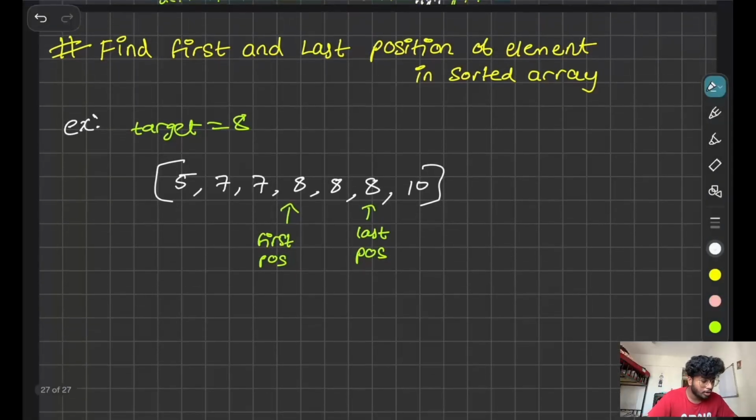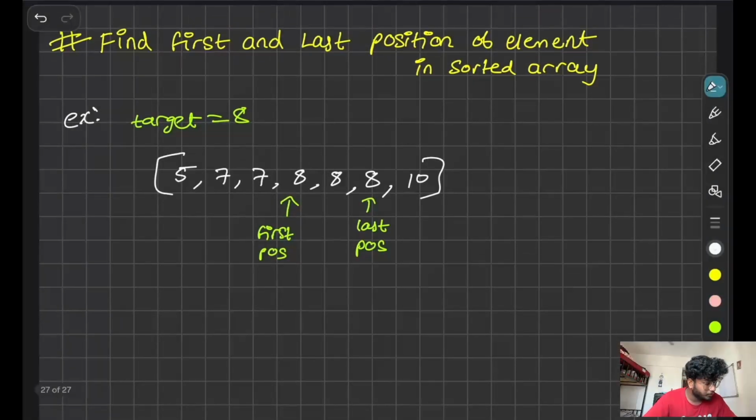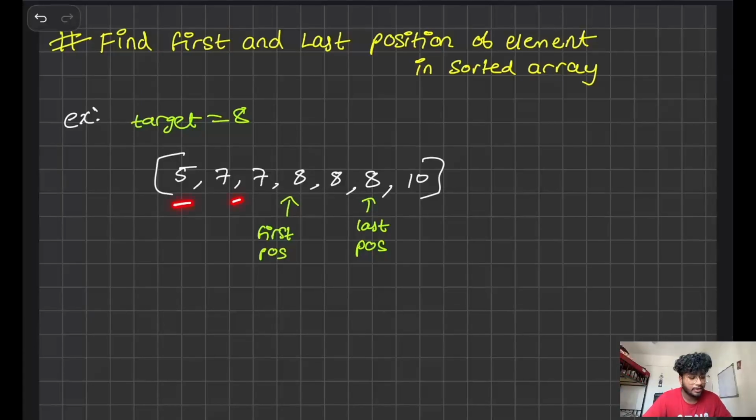In this example, as you can see, we have this array: 5 7 7 8 8 8 and 10. We have repeated occurrences of elements. We have a target, we have to find 8. So we have to find the first position of 8 and the last position of 8. As you can see, I have highlighted those positions.